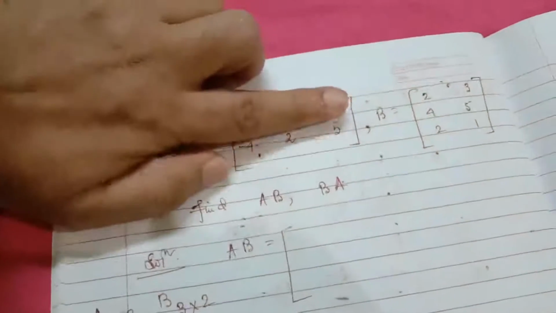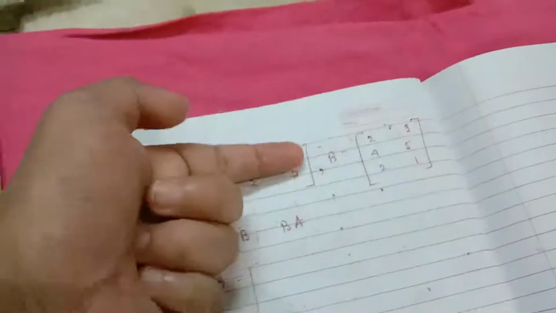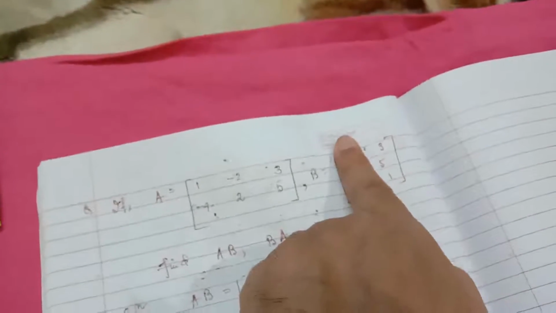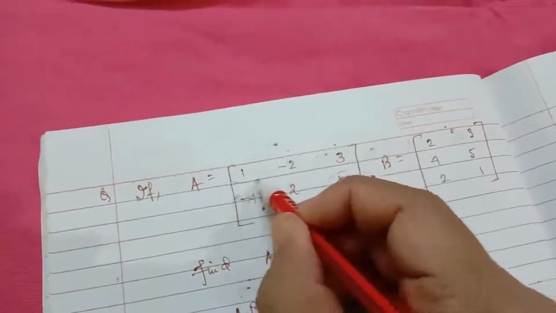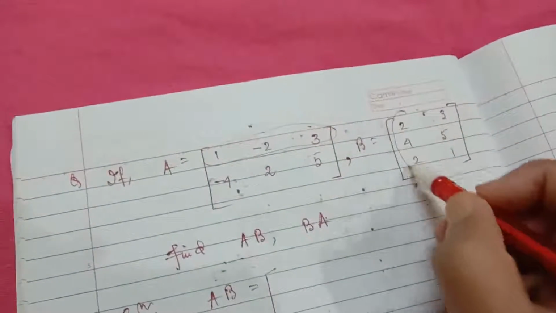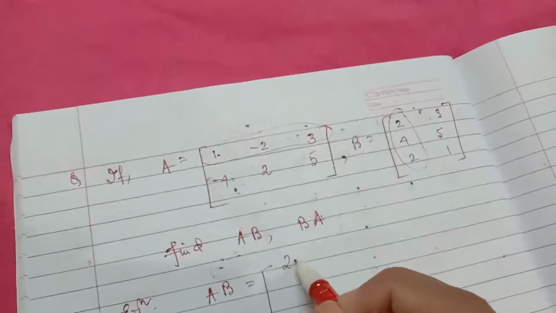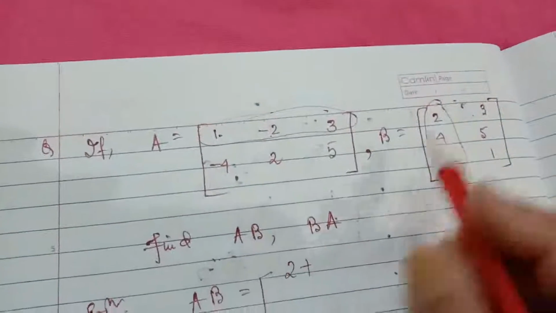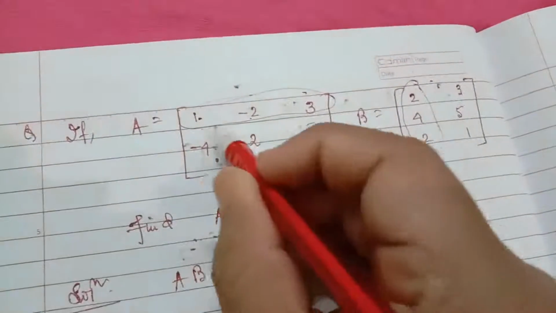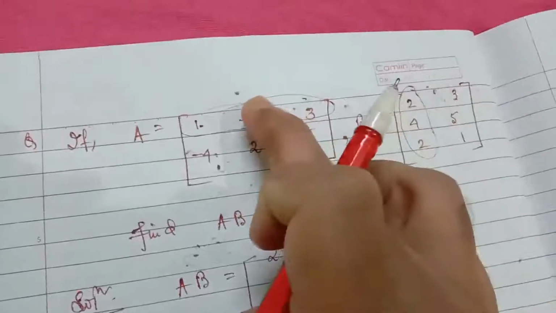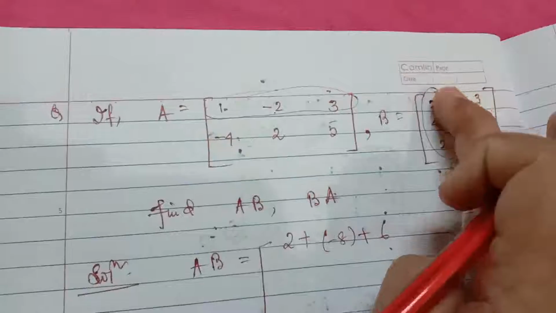First, with the elements of the first row, we have to multiply the elements of the first column. First row into first column. This is the first row, and this is the first column. How will you multiply? First element with first element: 2, plus -2 into 4, it will be -8, plus 3 into 2, 6. First element into first element, plus second element into second element, plus third element into third element. First row into first column.